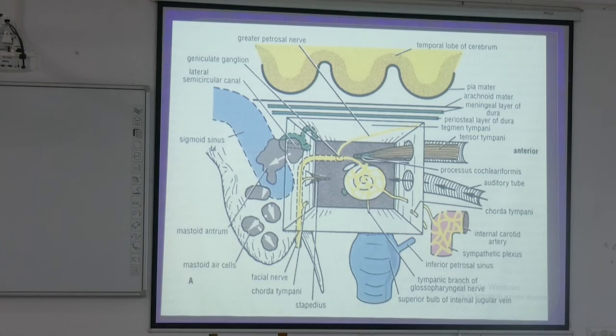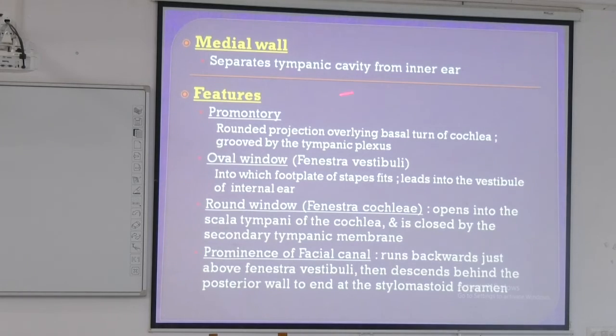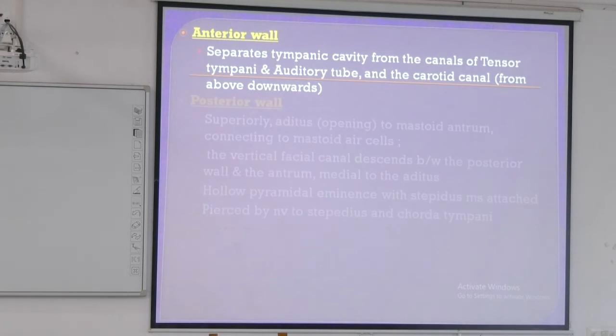So if you go back to this medial wall, we just mentioned these few things about it: promontory, oval window, round window, prominence of the facial nerve. That's it, with schematic pictures like this.